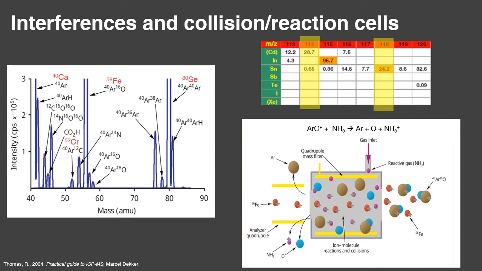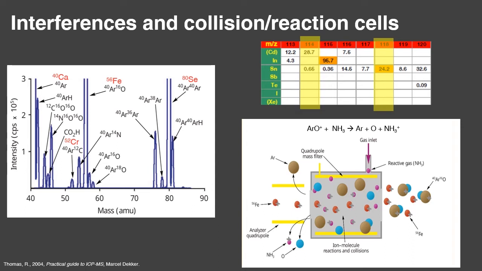The example here shows the removal of an argon oxide interference of 56 iron. When the ions enter the collision reaction cell, it is flooded with ammonia gas. The gas reacts with the argon oxide to form atomic argon and oxygen and ammonia ions. The quadrupole of the collision reaction cell will then allow the 56 ion to pass along to the mass analyzer without the argon oxide interference.